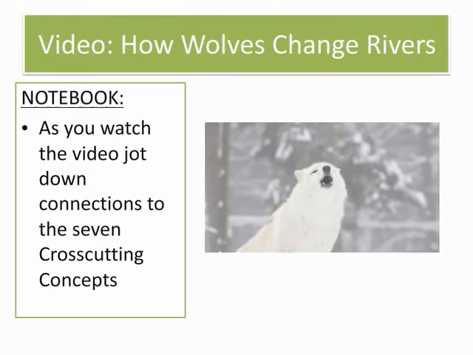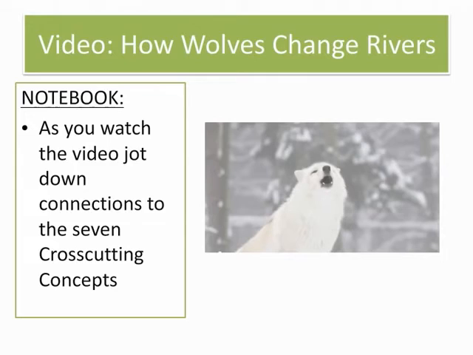Now that you've had a couple minutes to skim over what the 7 cross-cutting concepts are about, we're going to watch a video. This is one of my favorite videos. It's called How Wolves Change Rivers, and it is the story of the reintroduction of wolves into Yellowstone National Park after they had been absent for, I think, 7 decades or so. So it really tells the story of what happened when these wolves were reintroduced.